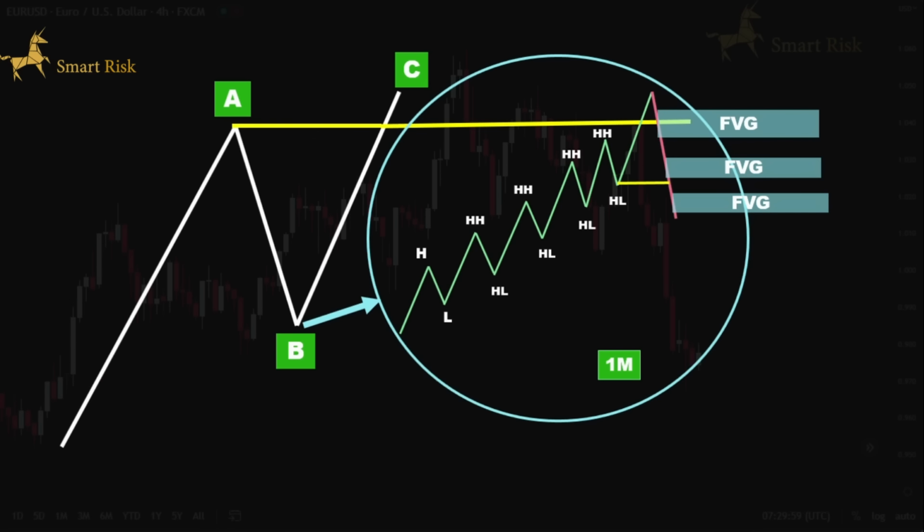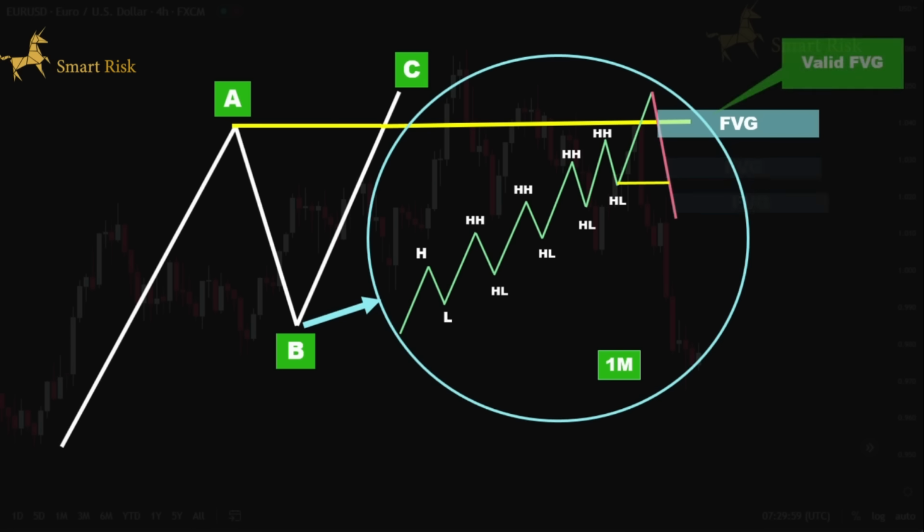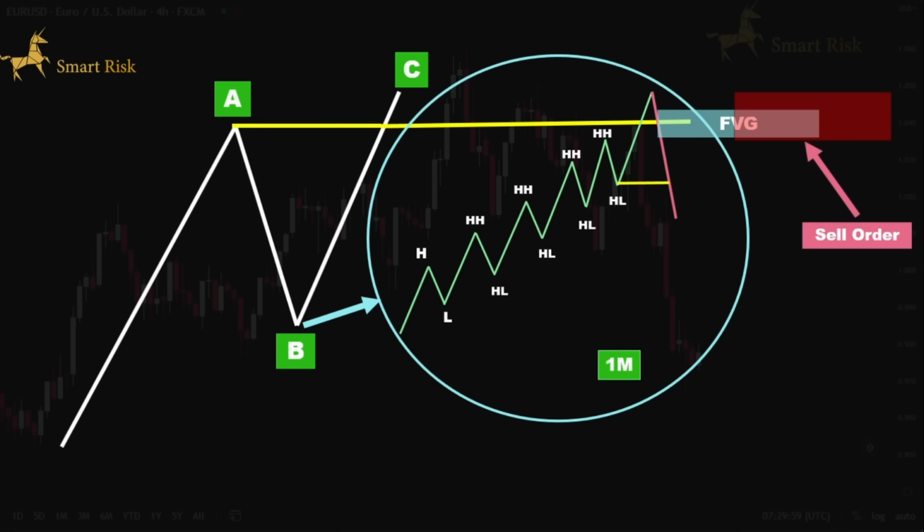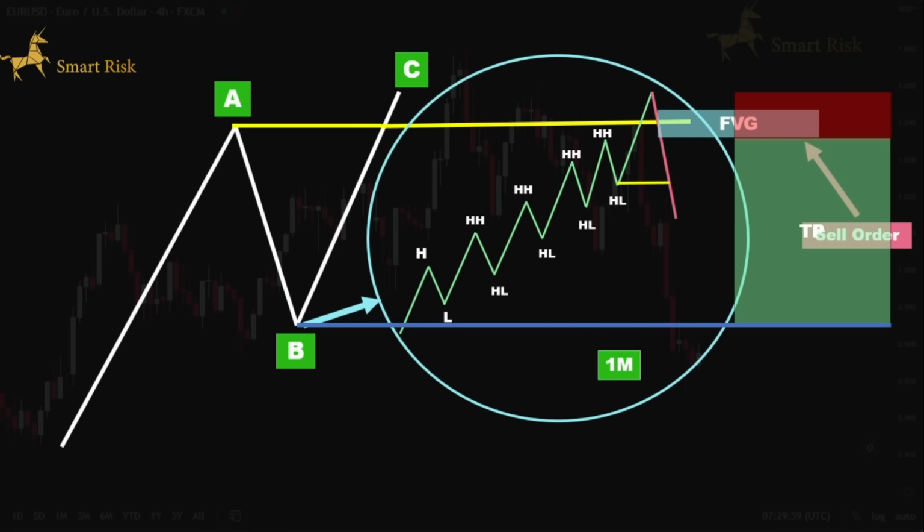We may obviously miss some trade opportunities by setting our order in the first fair value gap, but it provides a high reward to risk rate. So here, we have a valid fair value gap. In the next step, we need to put our sell limit order at the lowest point of the fair value gap. Then we should set our take profit margin at the lowest point of the B wave, and the stop loss must be set a couple of pips above the fair value gap's first candle.